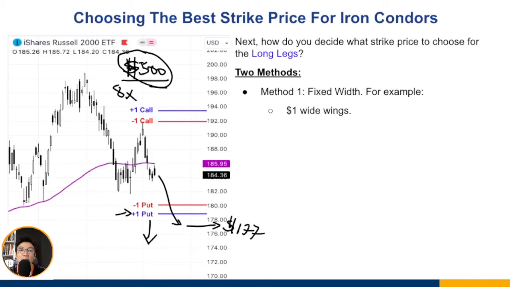It really comes down to you, because if you are the one that prioritizes, I want to make as much money as possible, I want to get as much credit as possible, and you are not too concerned that you might hit the max loss on the particular Iron Condor trade, then you could go for this one. You go for a very tight wing, and then you increase your contract size. At the same time, you also incur more commissions.